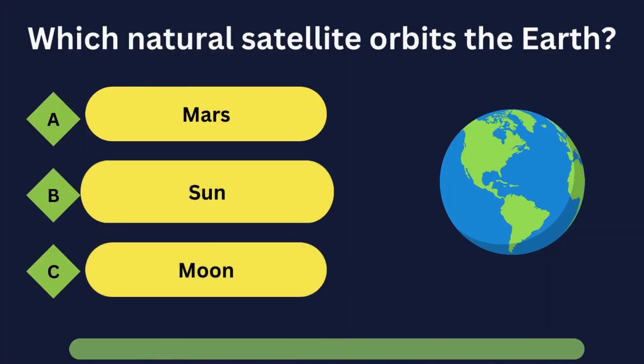Which natural satellite orbits the Earth? A. Mars. B. Sun. C. Moon.